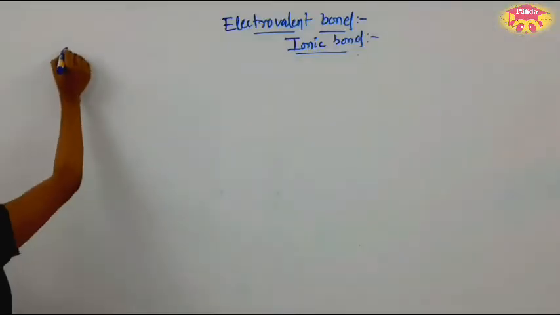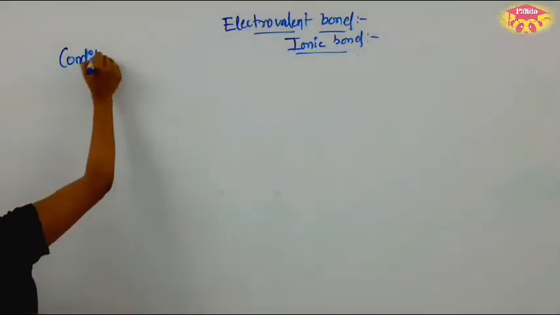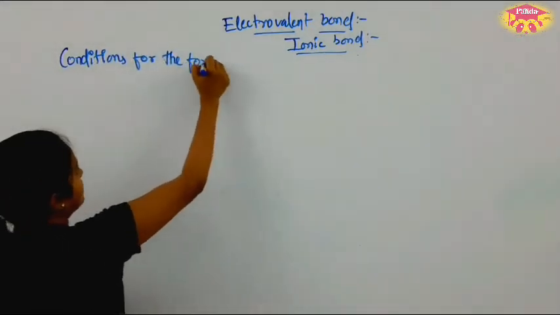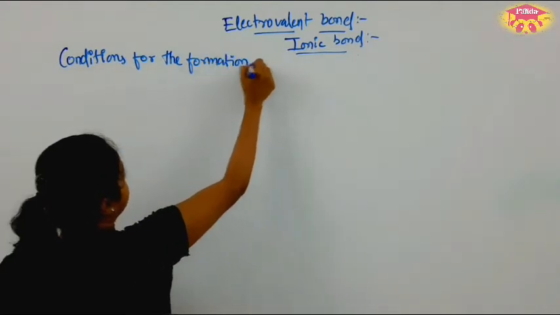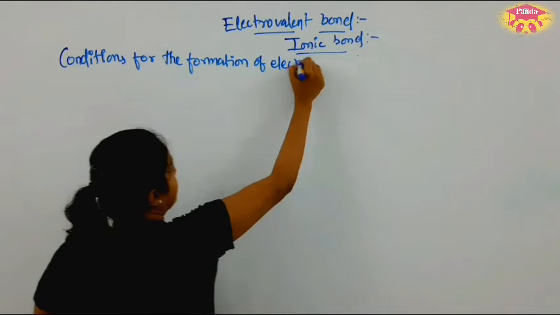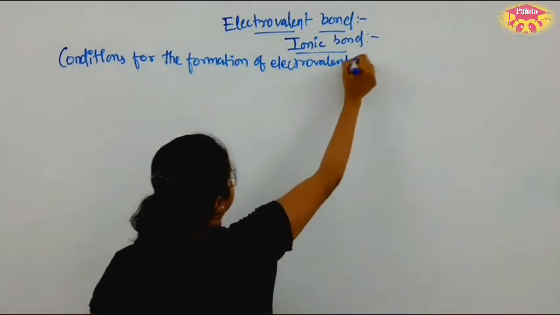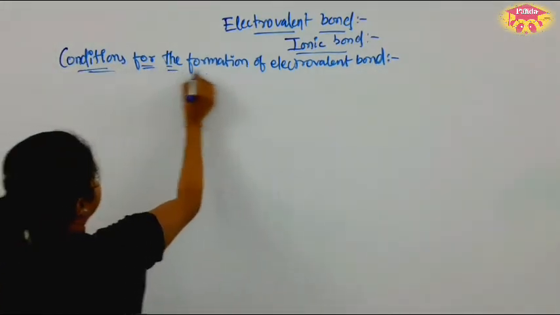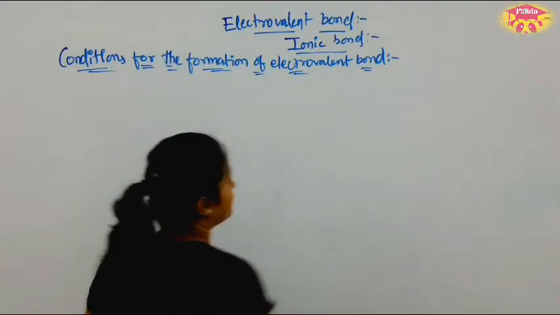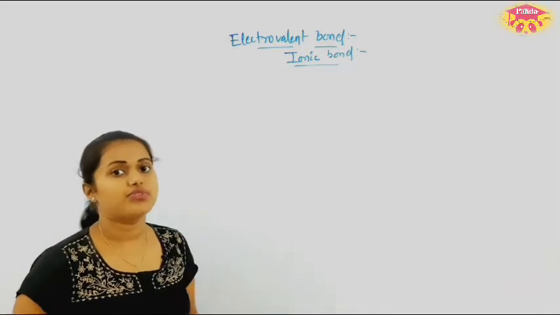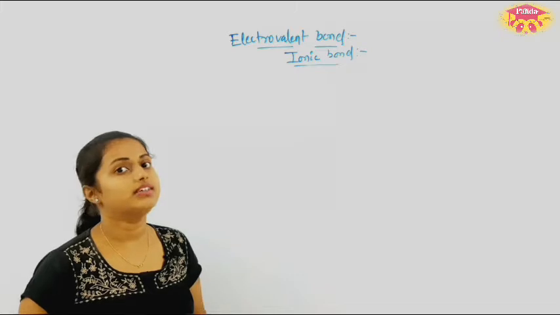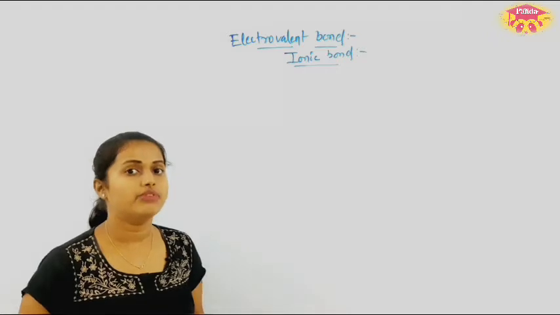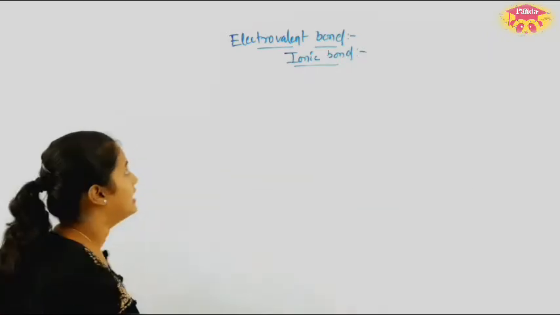Now we will discuss the conditions for the formation of an electrovalent bond. Students, an electrovalent bond is the transfer of electrons. Now, which atoms transfer electrons? We will discuss that. Which elements or which atoms transfer electrons?